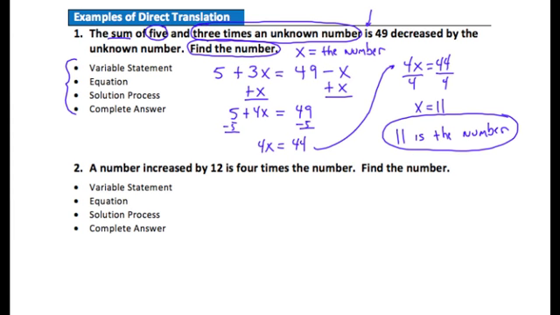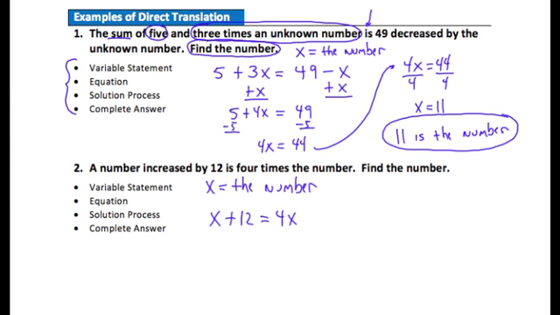Okay, example 2. A number increased by 12 is 4 times the number. And again, we're asked to find this number. So let's go ahead and let x equal the number. Okay, a number increased by. So we're going to start with our number, x, and now we're going to increase it, which means we're going to add something to it. Number increased by 12 is, there's our equal sign, is 4 times the number. Well, 4 times the number is just going to be 4x. There's our equation.